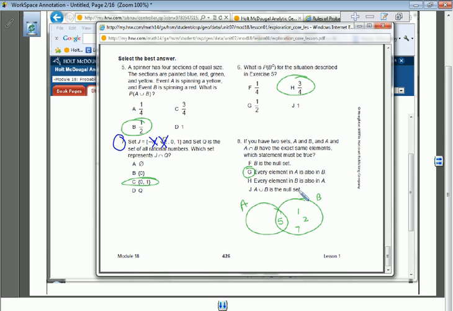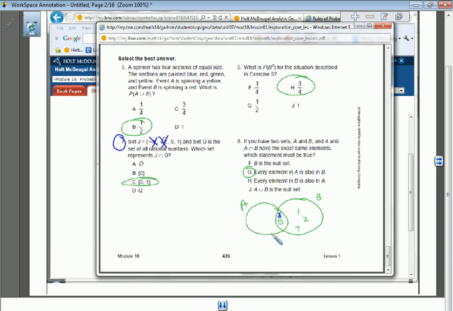Okay, so number 8 says if you have 2 sets, A and B, and A and A intersect B have the exact same elements, what must be true? Well, that means the elements in A are also in B if they're in the intersection. So I just did an example here. B contains 1, 2, 5, and 7. And A contains 5. So here it states that A and the intersection of A and B have the exact same elements. So this picture does it.